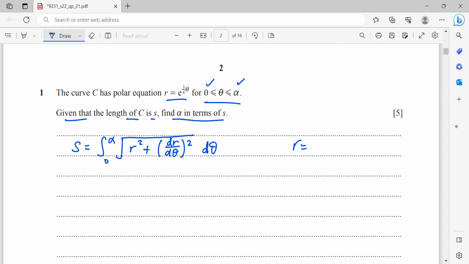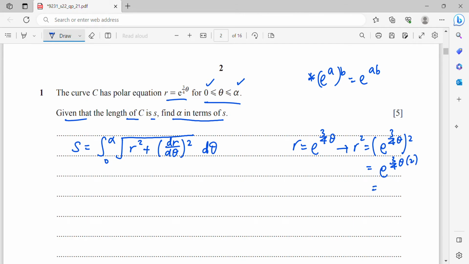Our r is exponential 3 over 4 theta. Therefore, your r squared is going to be the square of exponential 3 over 4 theta. According to the formula, e to the power of a, to the power of b, will be e to the power of ab. So I will just multiply by the 2. It will be 3 over 4 theta times 2, which means the 2 and 4 will be cancelled off. Then you will get e to the 3 over 2 theta. That is our r squared.